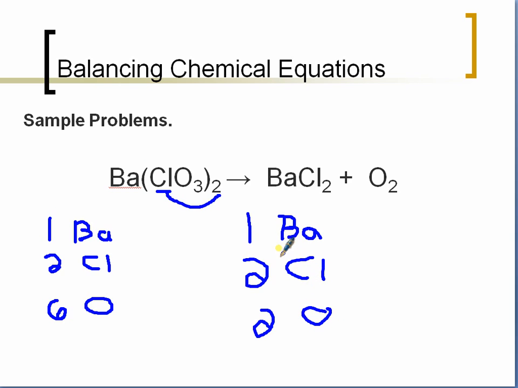I have to balance. Well, my bariums are balanced. My chlorines are actually balanced. It's just my oxygens are not. So to balance, I have 6 oxygens on the left. I only have 2 on the right. To get 6, I'm going to put a 3 right there. And guess what? This was actually a really easy one. This is going to make that a 6. 3 times 2 is 6. And now it is a balanced chemical equation. So that is my final answer. Pretty easy. Another example.